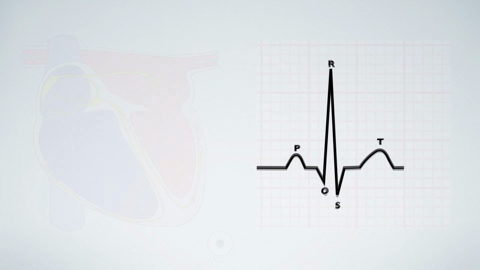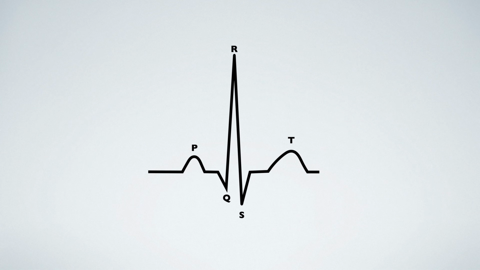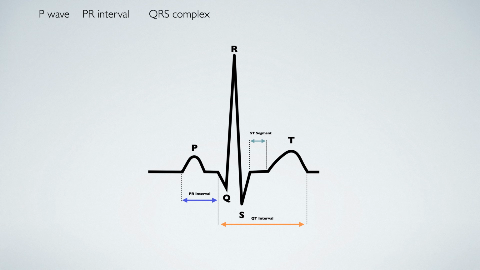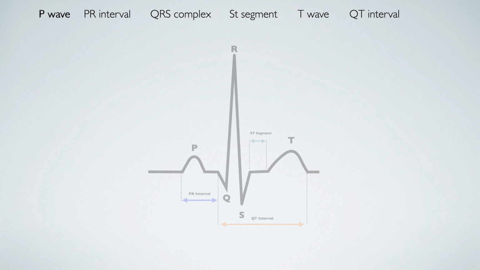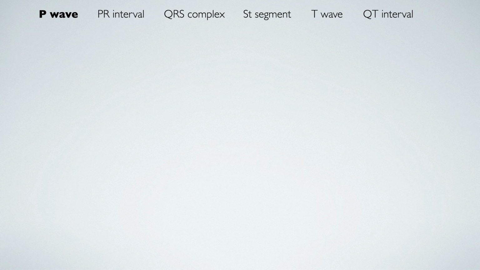Before we move on to interpretation, I want to add some intervals and segments to our trace. These are the PR interval, the ST segment, and the QT interval. I will explain what these are as we move on through the show, but for now we will use these waves, intervals and segments to structure our approach to interpreting normal and abnormal presentations. We'll start with P waves.